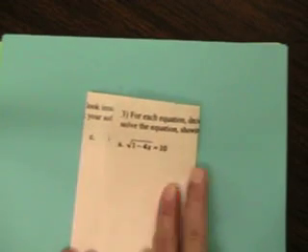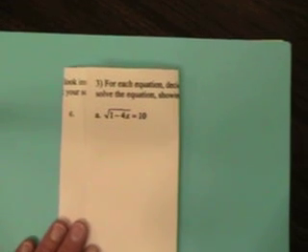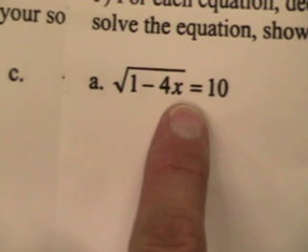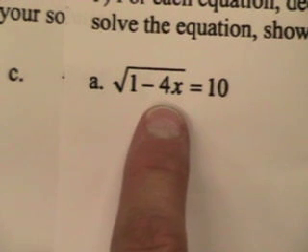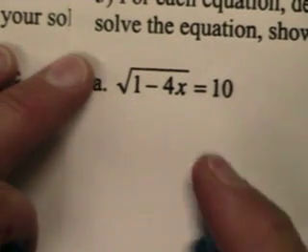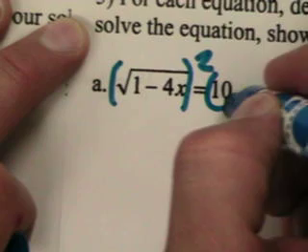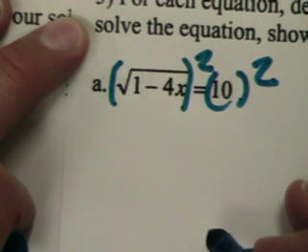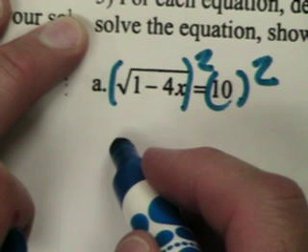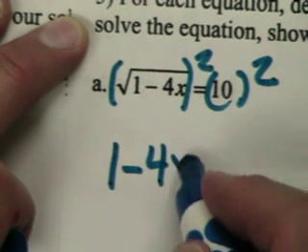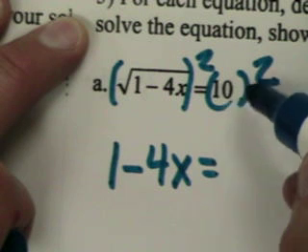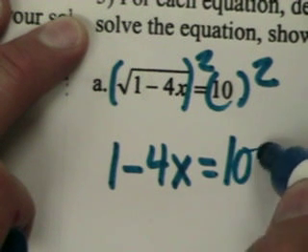We will see. I'm going to talk a little bit about my strategy. This one has a square root, and once the square root is by itself, the opposite is to square it. So this is kind of an undoing process for me. I'm literally going to square that and square that. If I square this, I just get what's underneath the radical: 1 minus 4x equals, and what's 10 times 10? It's going to be 100.